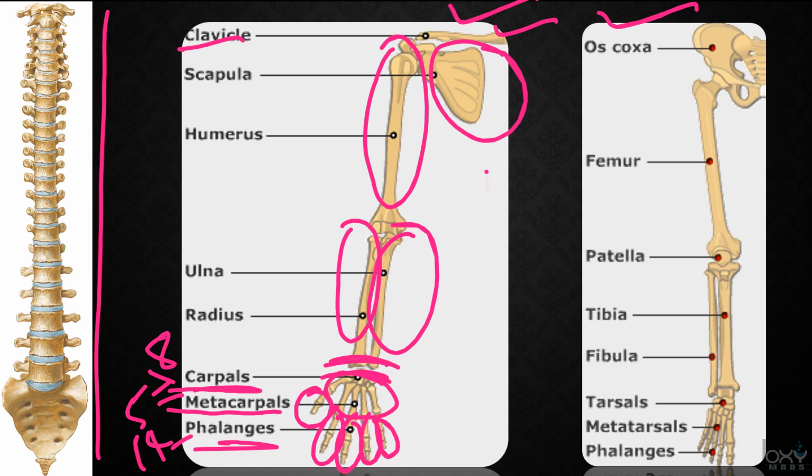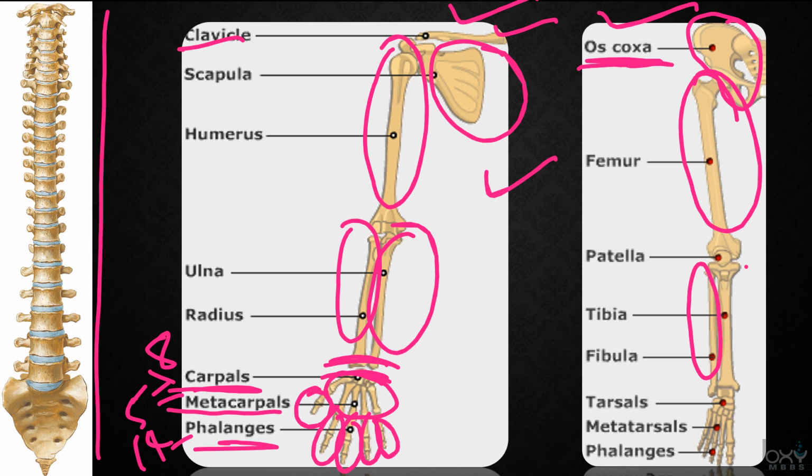And similar to the upper limb, the lower limb includes this hip bone, which is also called os coxa. This is the femur, this is the fibula, and this is the tibia, and this is the patella. And in the ankle region, these are the tarsals, and these are metatarsals, and these are phalanges.